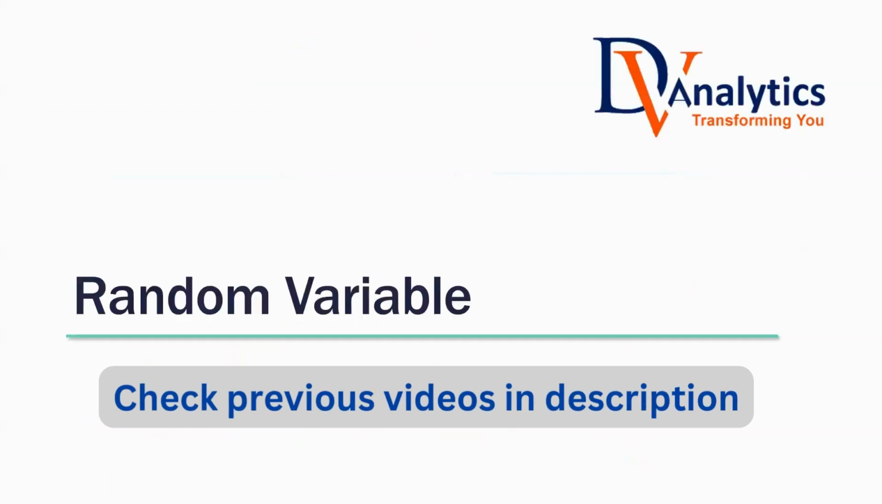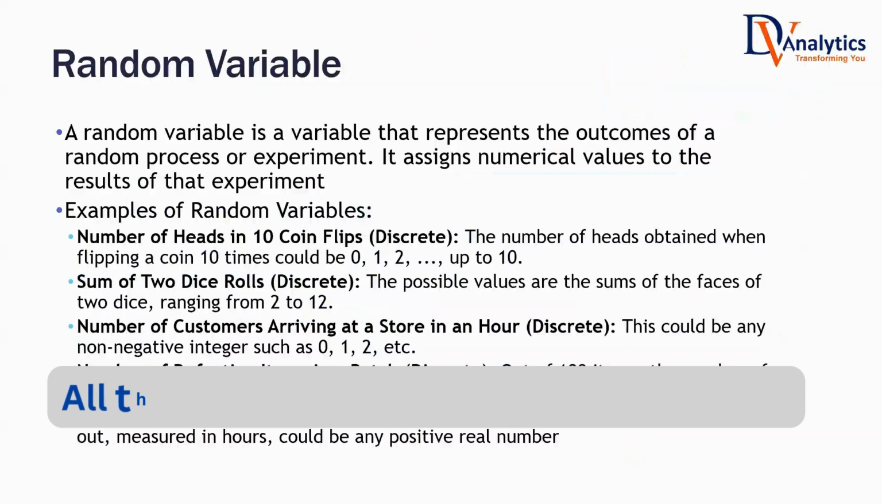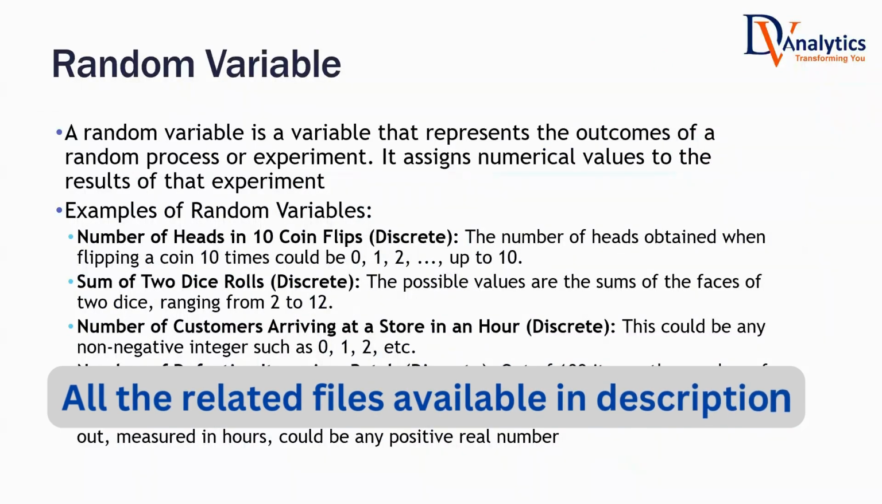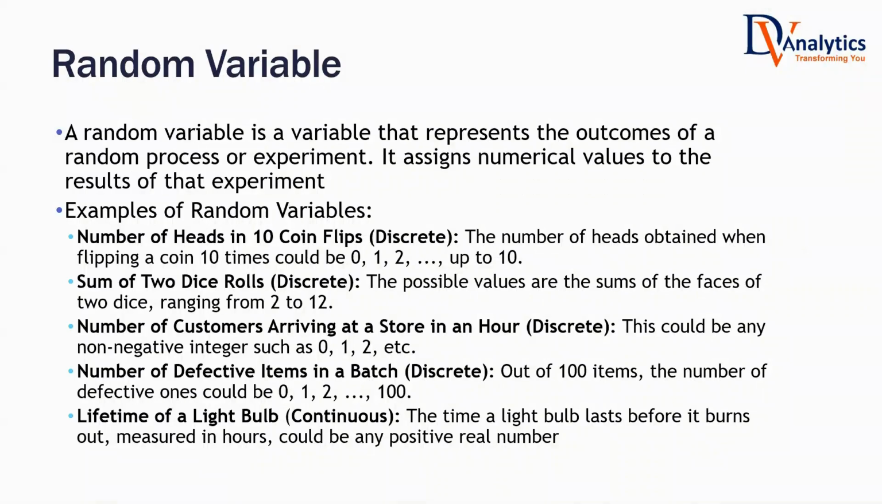There is a concept called random variable. A random variable is a variable that represents the outcome of a random process in an experiment, or in simple words, whatever we call a variable in the outside world. Let us suppose you toss 10 coins. How many heads will you get?